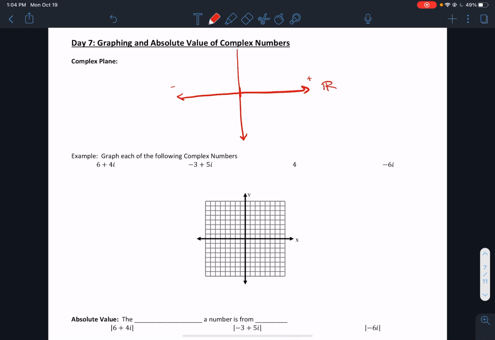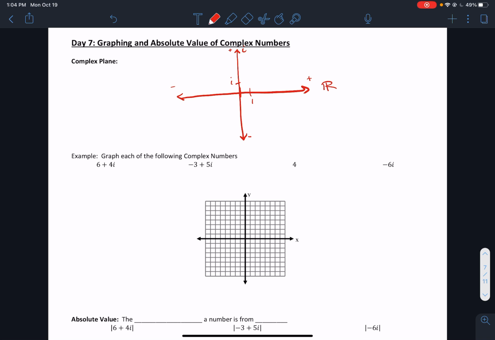The complex numbers, the imaginary numbers, live on the imaginary axis here. And they're up above and below 0. So positive numbers above it, negative numbers below it. So i would live up here. 1 would be over here.